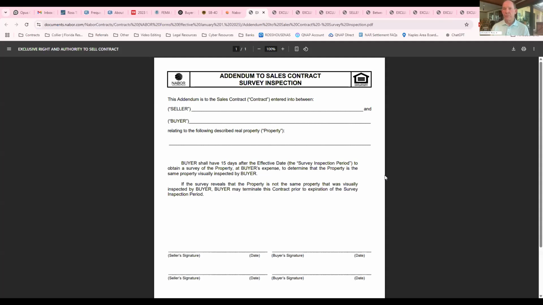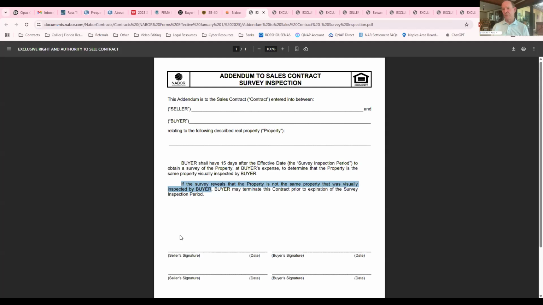Buyer has 15 days to review the survey. Buyer may terminate the contract prior to the expiration of the survey inspection period. It doesn't say sole discretion, but it may terminate. Never seen it used. I've never seen this used, and I don't think you should use it. I don't even know what this means: if a survey reveals that the property is not the same property that was visually inspected by buyer, what does that mean? Somebody put an addition on without a permit, I guess.